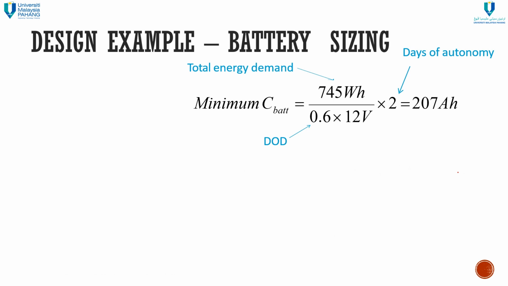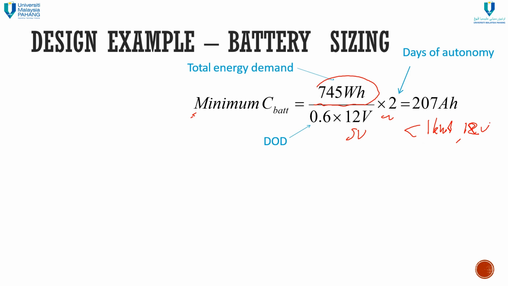In order to get the minimum required capacity, minimum charge battery, minimum required capacity C battery, we have the energy demand over the DOD, system voltage, and the days of autonomy. For example, this one they need 2 days, the system to withstand 2 days, and this load is what we calculated before, 745. Our system voltage is 12 volt because it is less than 1 kilowatt hour. That's why we use 12 volt.